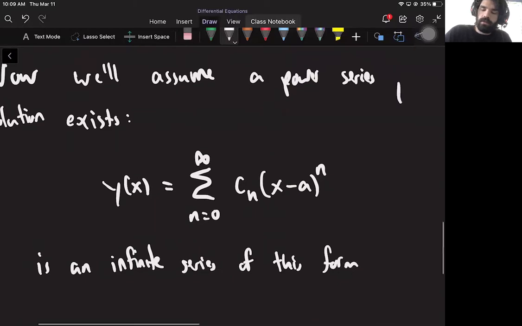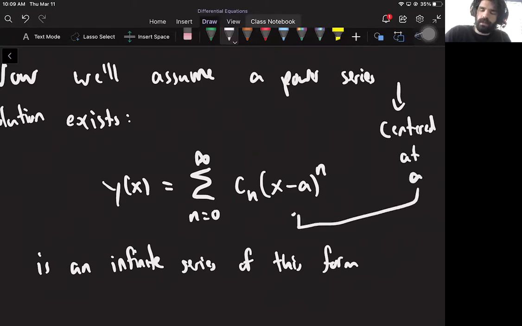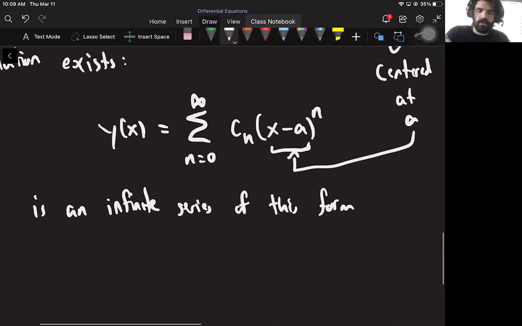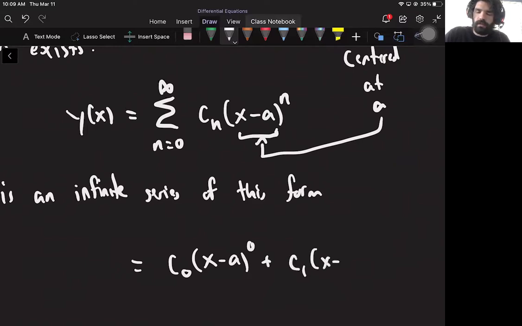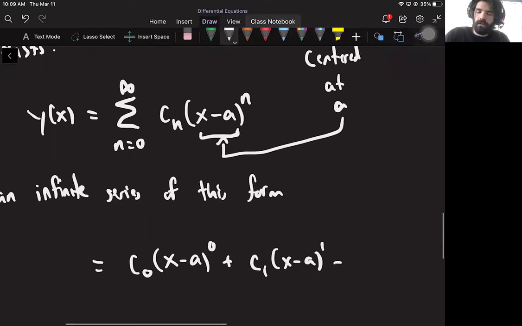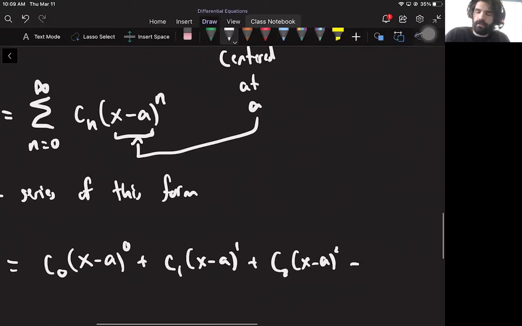So I should say that this power series is centered at a because of this x minus a thing. And just to remind you how power series works, I did it earlier, but again, this means you plug in 0 for n, you add, and then you plug in 1 for n, you add, plug in 2 for n, and you go on forever, infinitely.